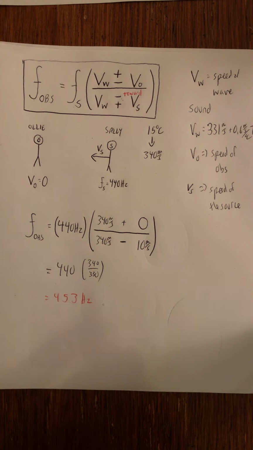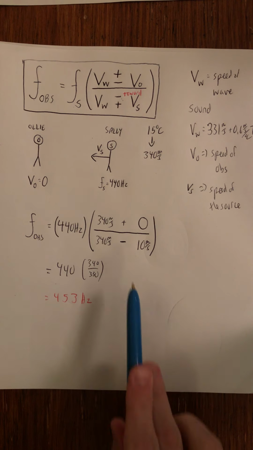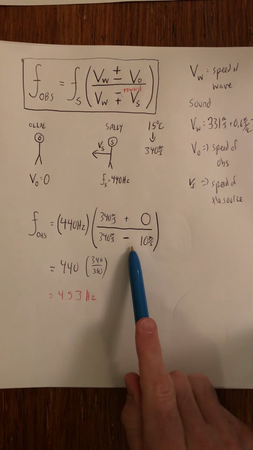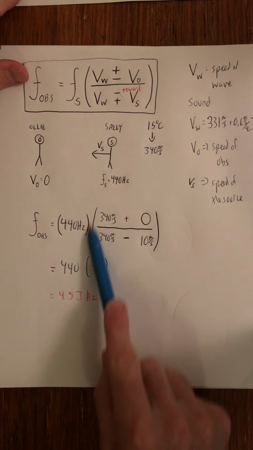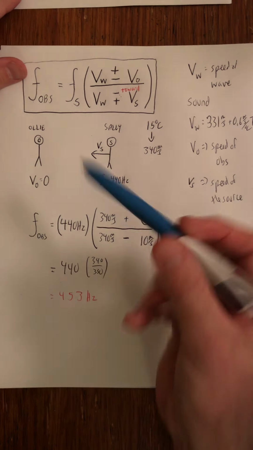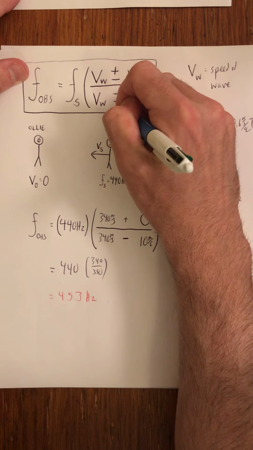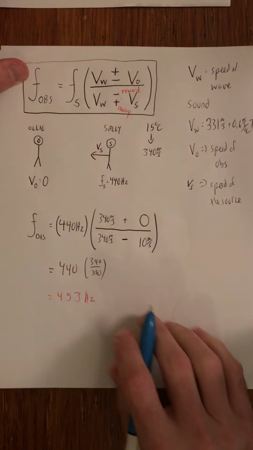Now, I'm not going to do an example for each of these, but let's talk through this. If Sally was moving away from Ollie, I would want down here, away, I want this fraction to be less than 1. I'd want a plus down here. And so I'm going to put that in on our equation here, away.